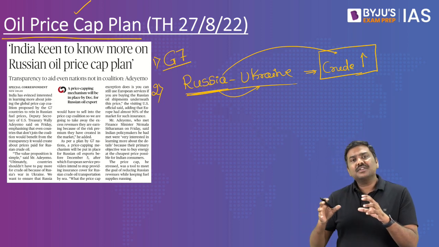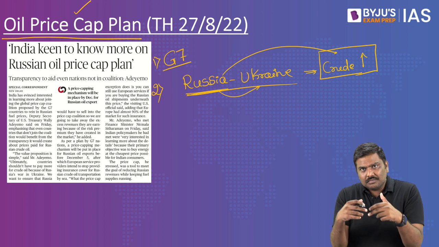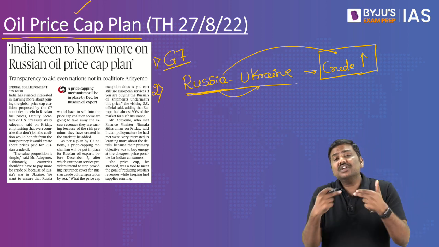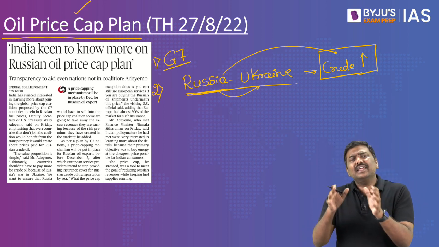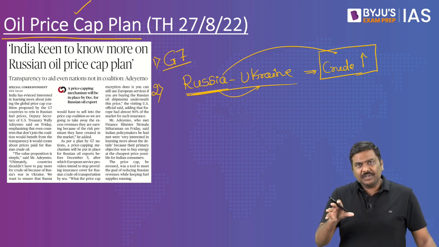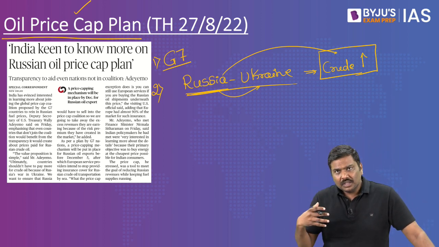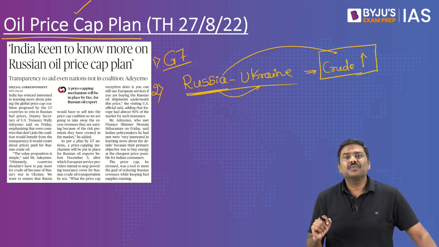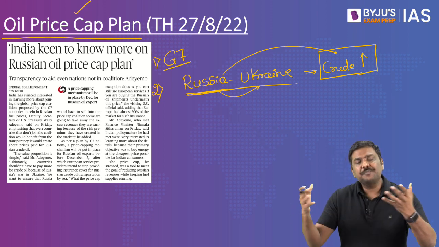On a day-to-day basis, Russia produces 11 million barrels of crude oil, and a substantial part of it, more than 50%, they use for domestic consumption, and the rest of it they export.